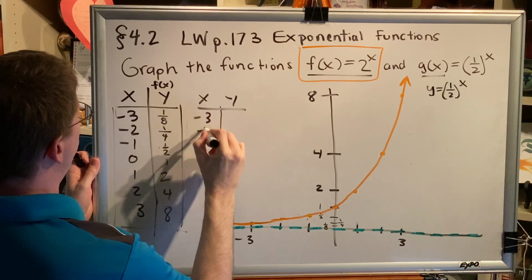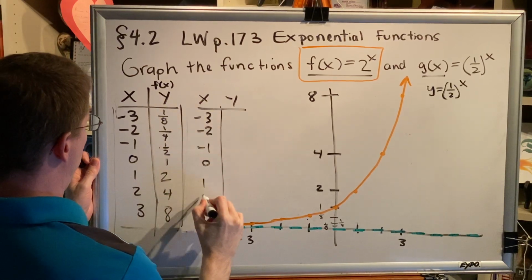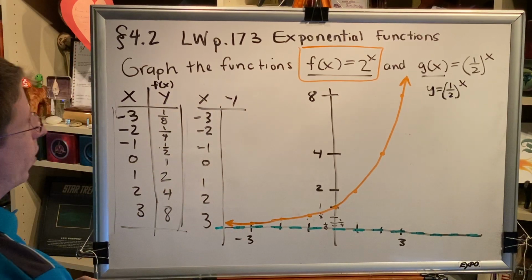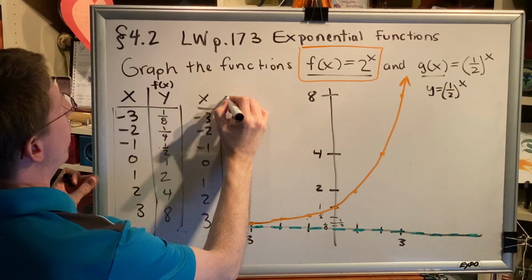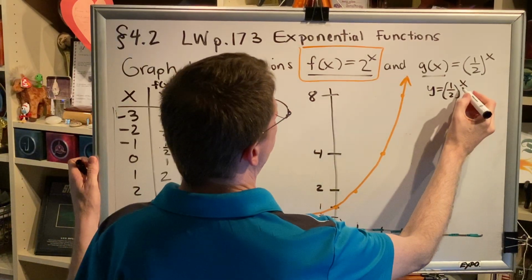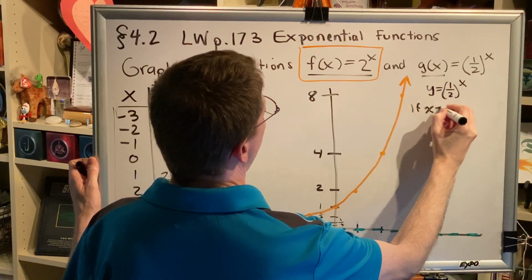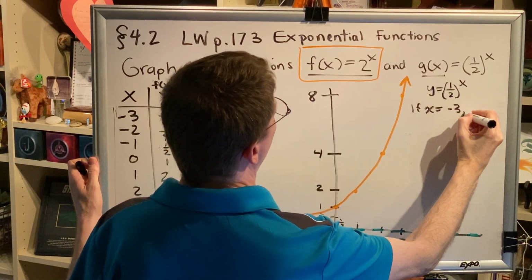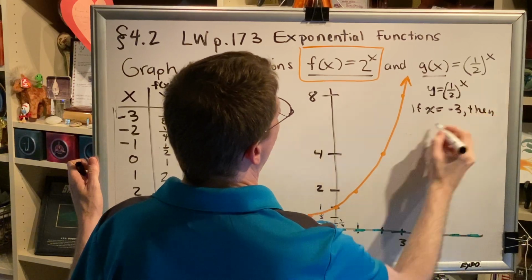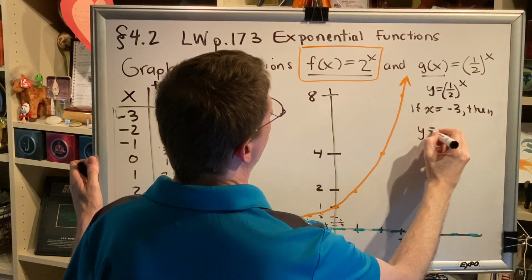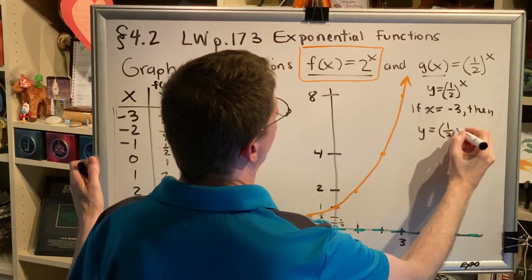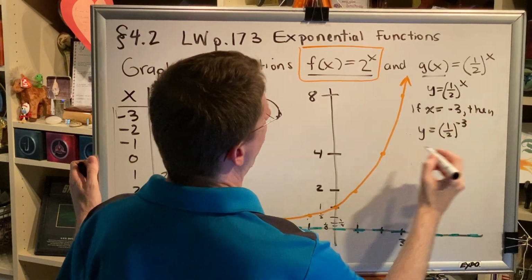We're going to use the same x values as before, only this time we're going to get different y values because we have a different equation. All right, here we go. So let's go ahead and proceed. Y equals 1/2 to the x. If x equals -3, then we have the following. Y equals 1/2 raised to the -3 power.